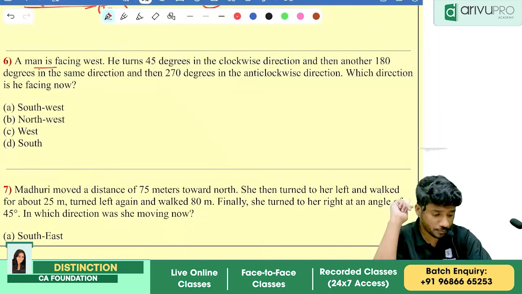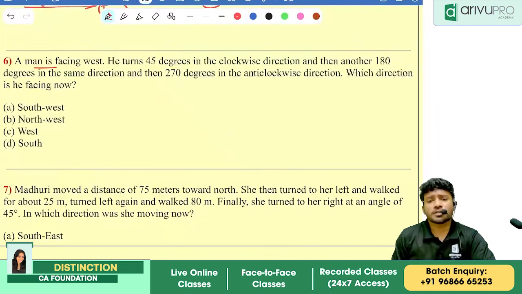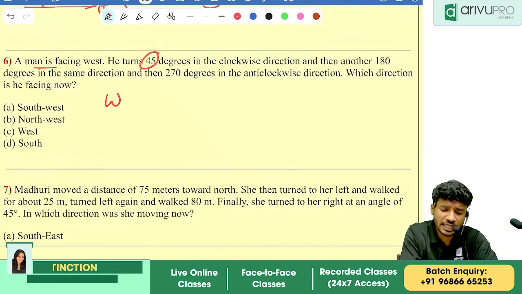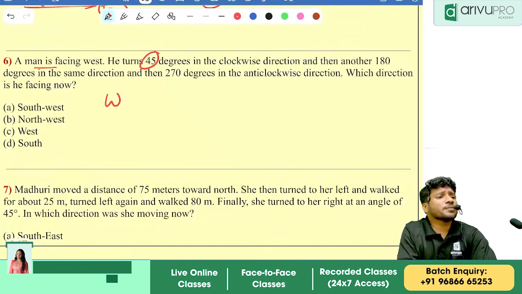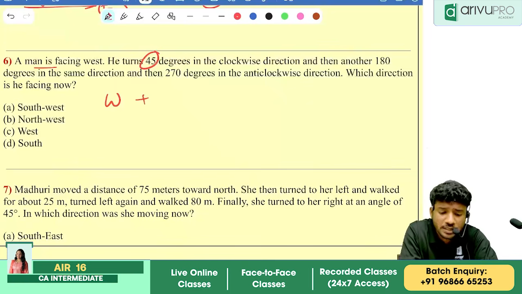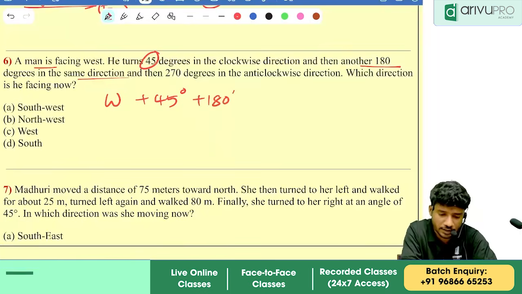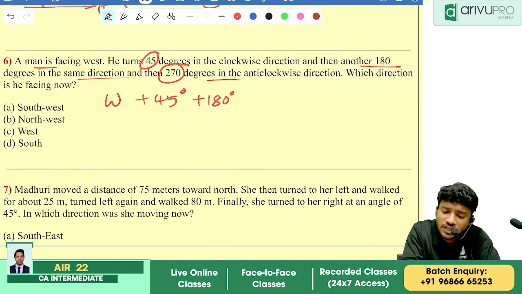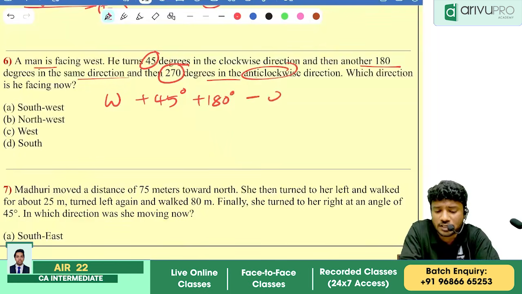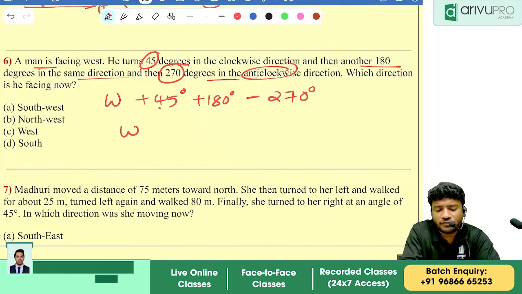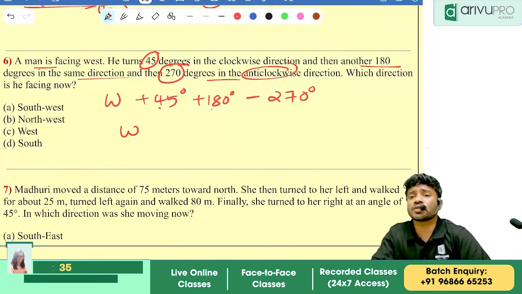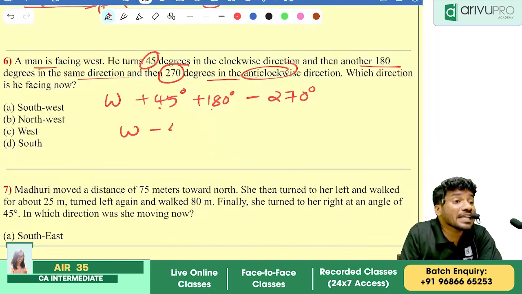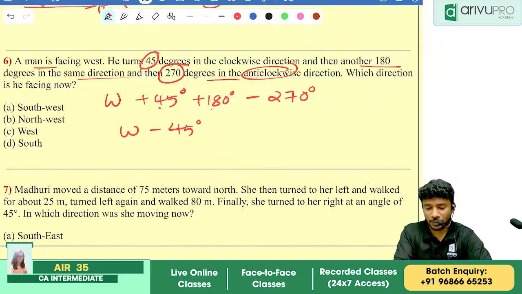I'll show you the shortcut. A man is facing west. He turns 45 degrees clockwise. Clockwise means plus, so plus 45 degrees. Then another 180 degrees in the same direction. Same direction means clockwise direction itself. And then 270 degrees in the anti-clockwise. Anti-clockwise is what? Minus 270 degrees. So for 45 plus 180 minus 270, how much is it, people? Minus 45 degrees.